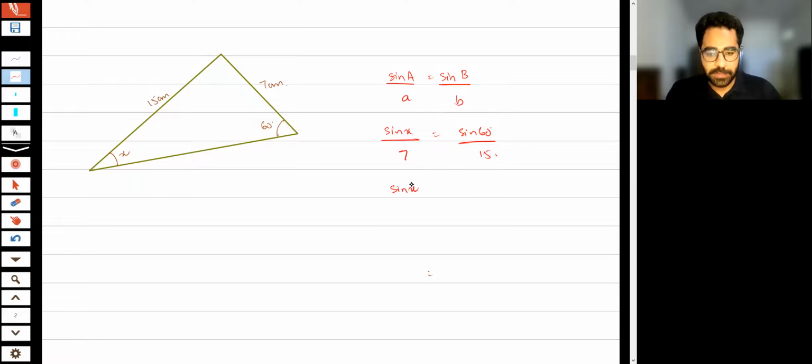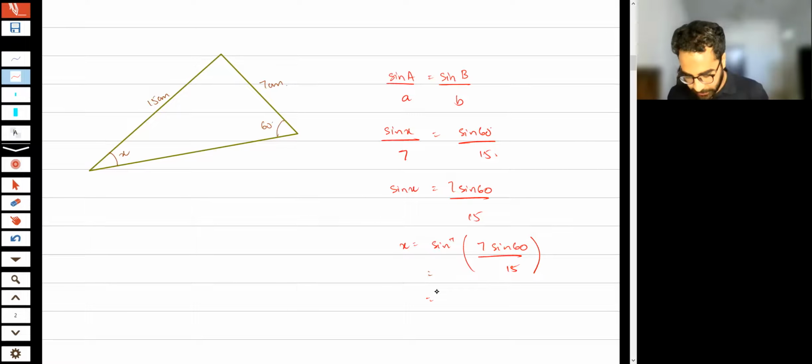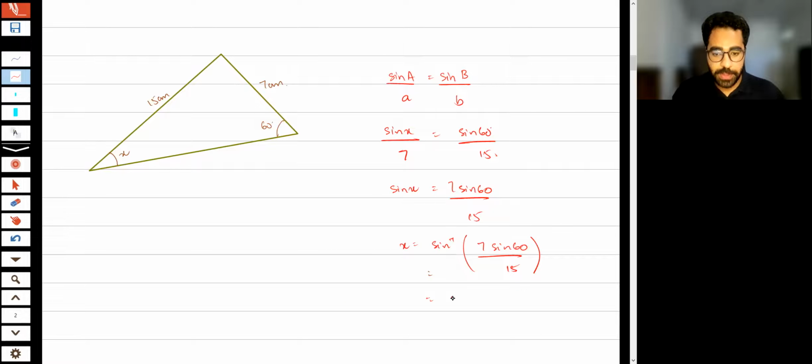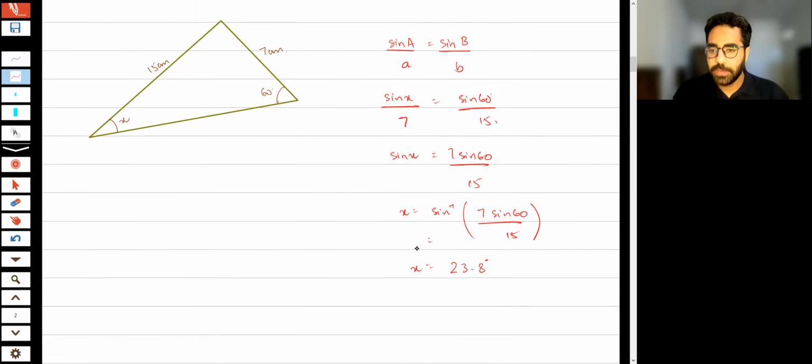So if I solve it for x, I'll make sine x the subject. I'll multiply 7 on the other side. I'm going to get 7 sine 60 over 15, and take sine inverse. So I'll get x equals sine inverse. Please remember, you cannot divide by sine over here. You have to take sine inverse. So I'll get sine inverse of 7 sine 60 over 15, and that comes out as 23.8 degrees. I had to find the angle. So we have found the angle.